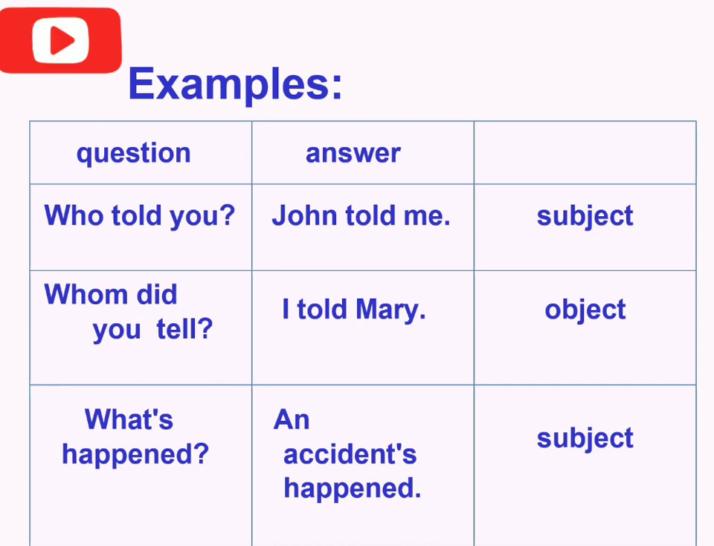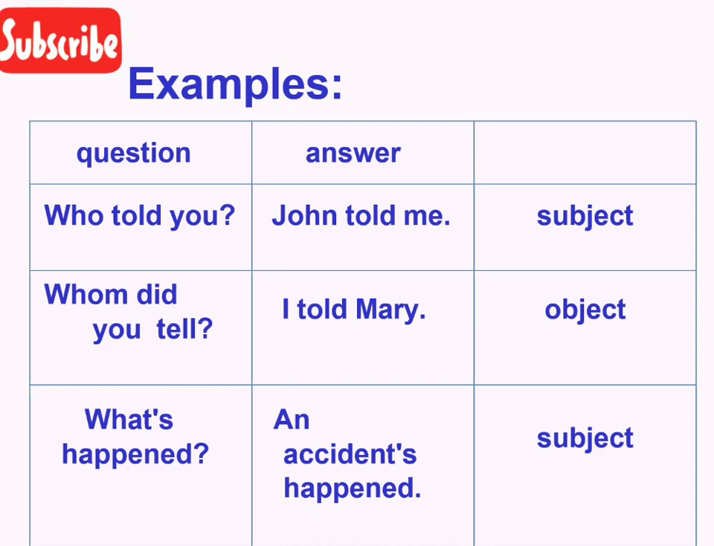Let us discuss the interrogative pronouns with examples for better understanding. Now, if I ask a question, who told you? Now, the answer is John told me. Now, see, I have used who here as a subject. In case of subject, we use which interrogative pronoun? Who. Whom did you tell? Here I am asking about the object. So, I have used which interrogative pronoun? Whom. The answer could be I told Mary.